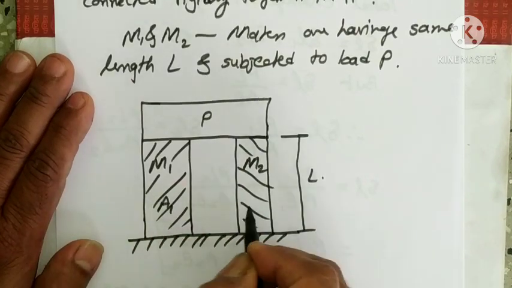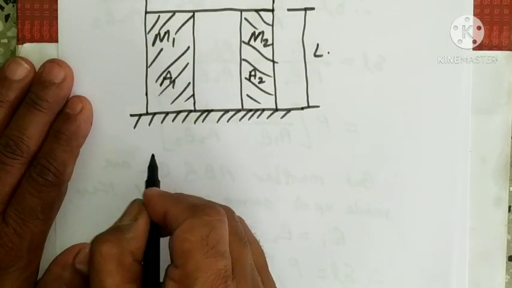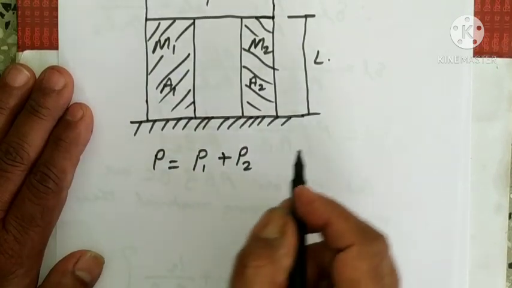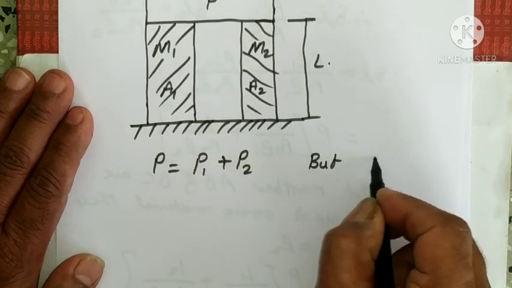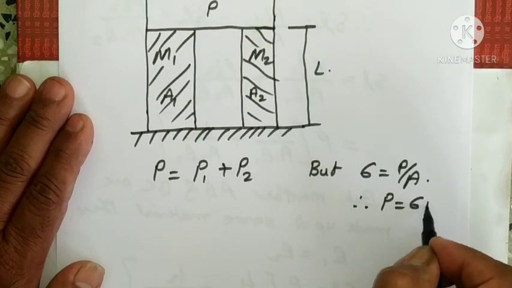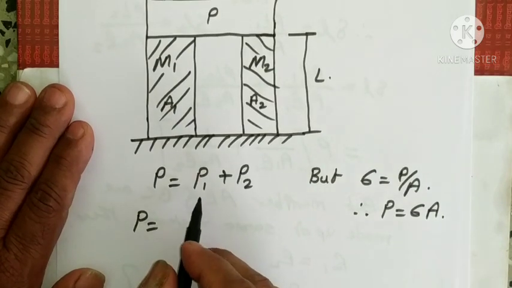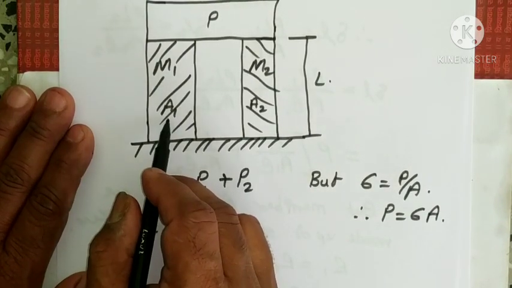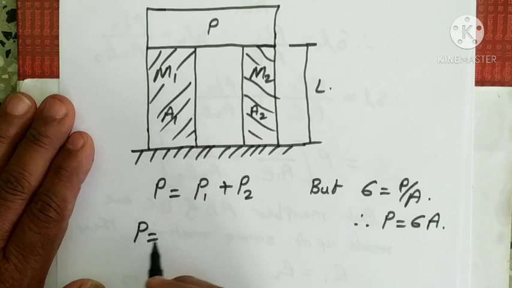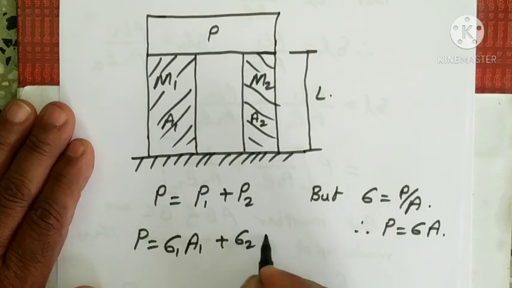Cross-sectional area A1, A2. Then P is equals to P1 plus P2. But sigma is equals to P upon A. Therefore, P is equals to sigma A. P is the total load, P1 is load carried by material M1 and P2 is load carried by material M2. Then P is equals to sigma 1 A1 plus sigma 2 A2.